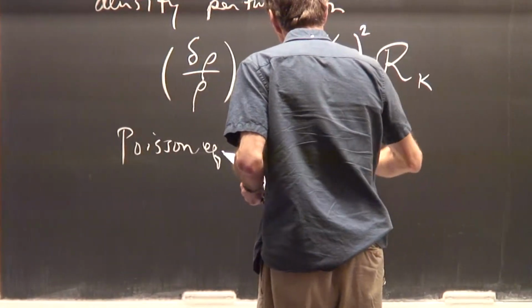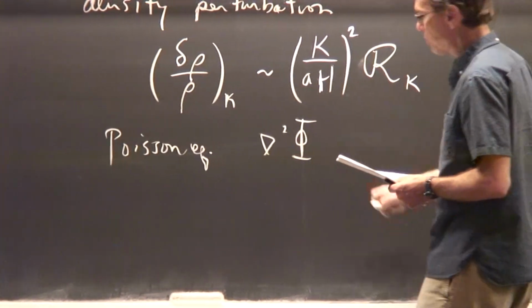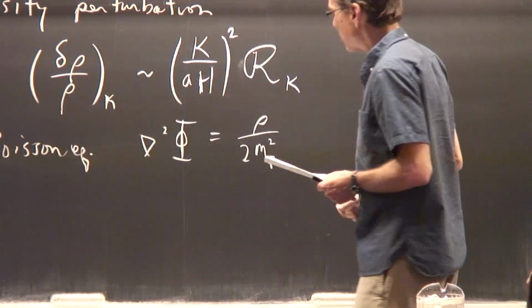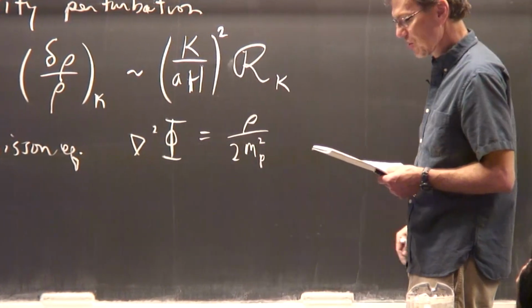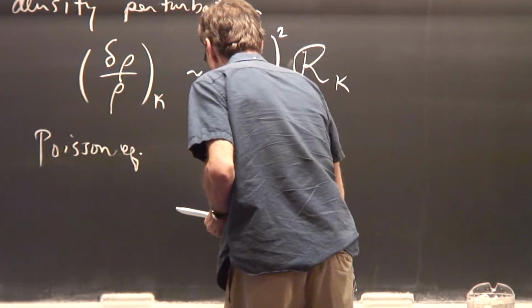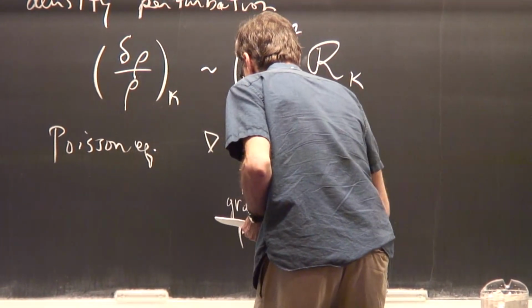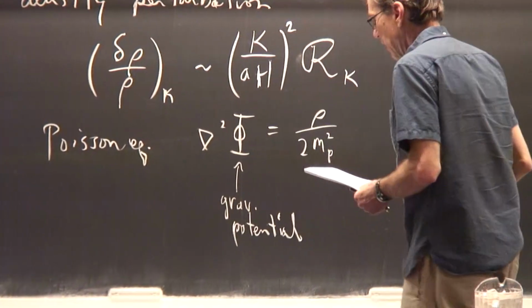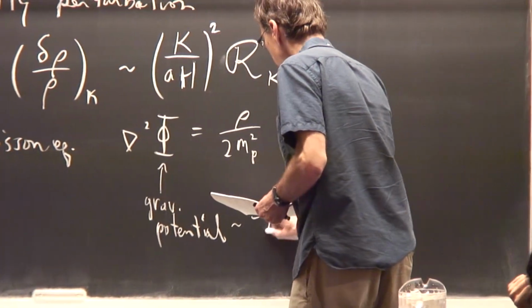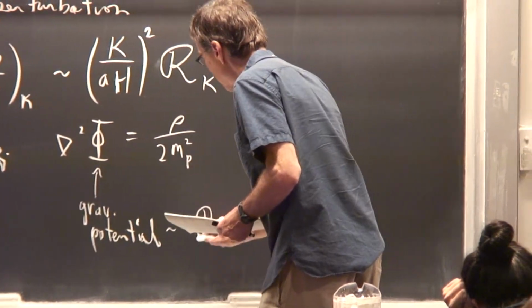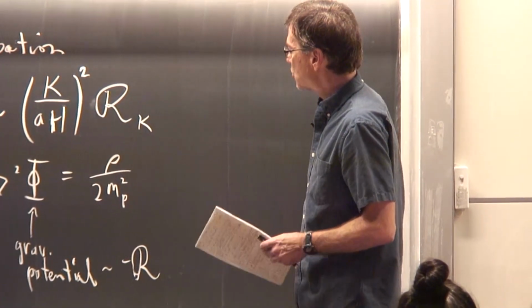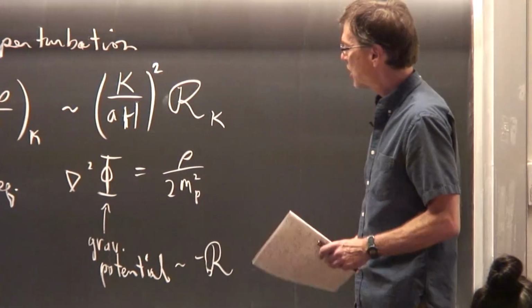That is, del squared of the gravitational potential is equal to rho over 2 M Planck squared. That's what 4 pi G looks like in these units. So that's just the Newtonian gravitational potential. And it turns out that this gravitational potential is approximately equal to minus this curvature potential. And so now you can see where this factor is coming from.